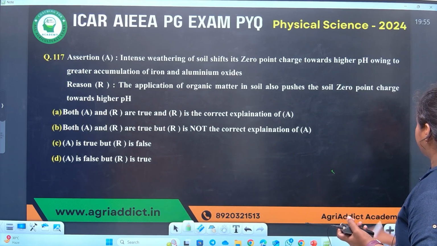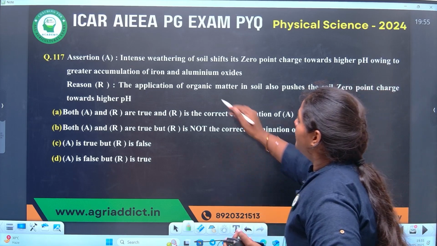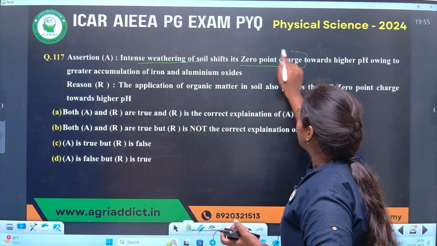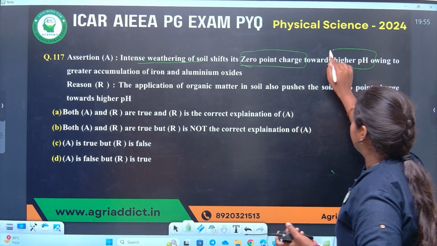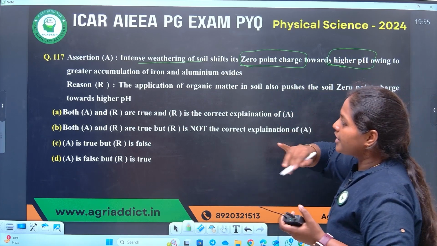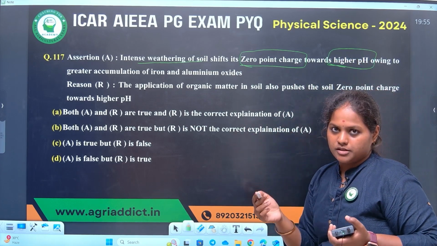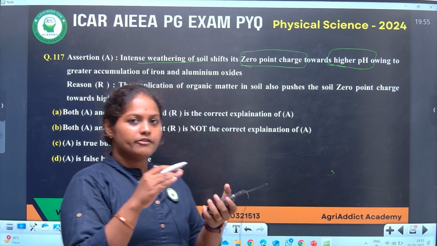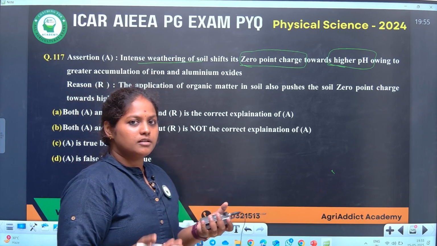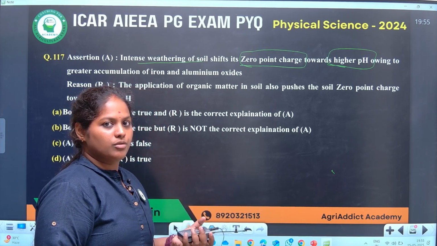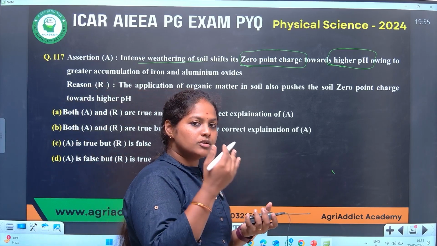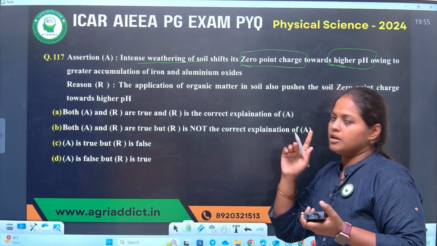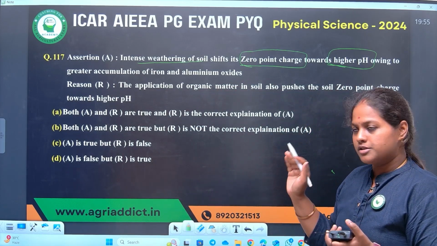Next question. Assertion: Intense weathering of soil shifts its 0-point charge towards higher pH owing to greater accumulation of iron and aluminum oxides. What is 0-point charge? It is the pH of the solution where the net charge of the system becomes 0. Net charge means it will be due to both solute and solvent. So the net charge becomes 0. That particular pH is called 0-point charge.